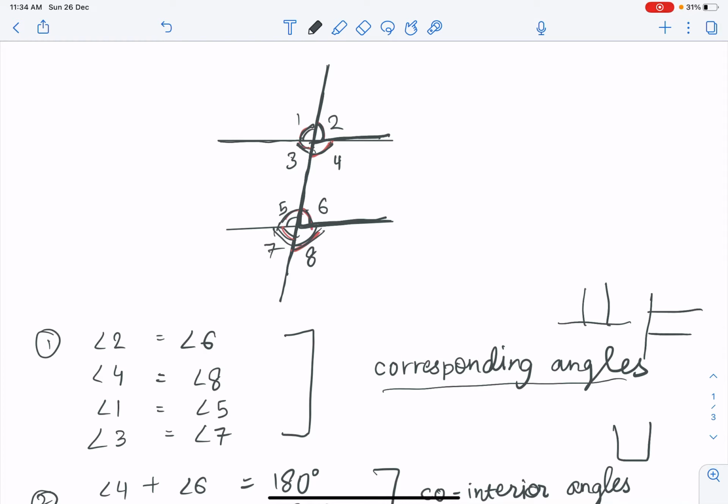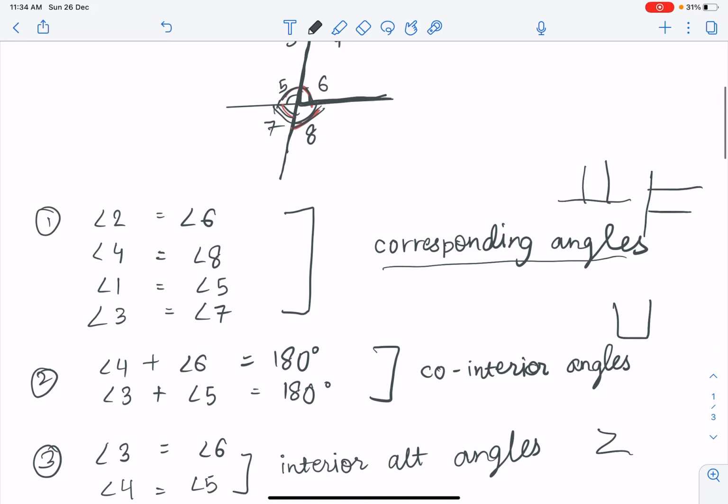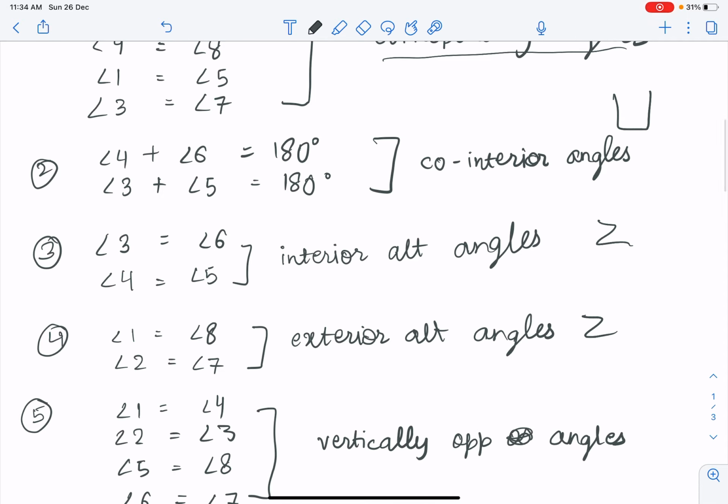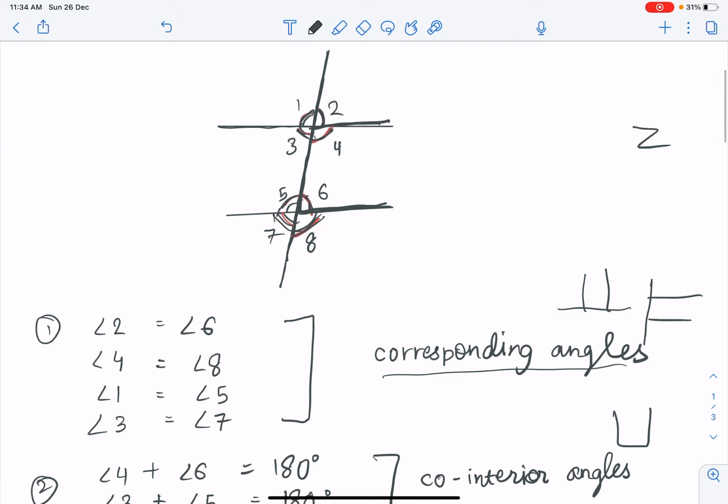This shape, it's not only that the shape should be in its original form. It can be in any way. And for your vertically opposite angles, an X shape should be formed. See, 1 and 8, an X shape is being formed. Right? In your vertically opposite angles, see, your 1 and 4, an X shape is formed.